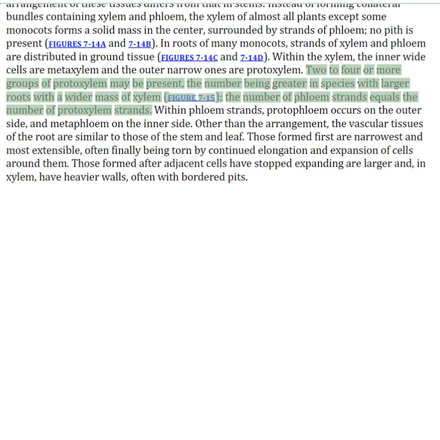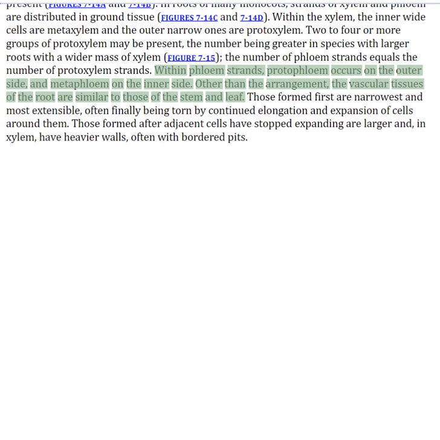with a wider mass of xylem. The number of phloem strands equals the number of protoxylem strands. Within phloem strands, protophloem occurs on the outer side, and metaphloem on the inner side. Other than the arrangement, the vascular tissues of the root are similar to those of the stem and leaf.